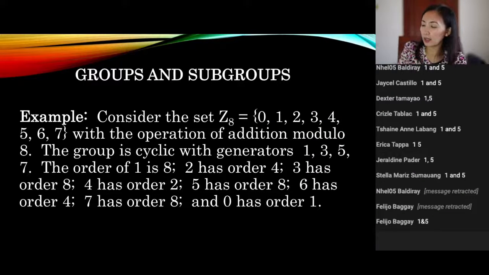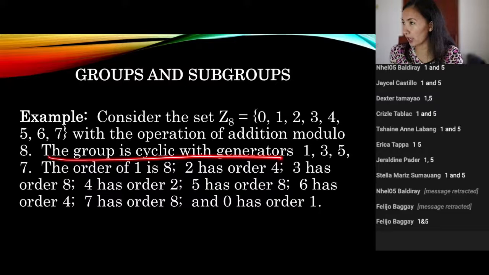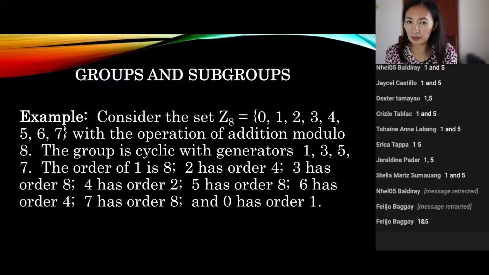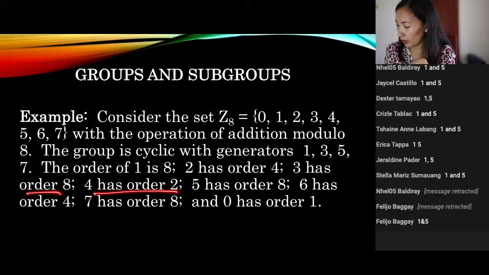Now we consider another set, the set Z sub 8, whose elements are 0, 1, 2, 3, 4, 5, 6, 7, operation, addition, modulo 8. The group is cyclic because the following are generators of the group: 1, 3, 5, and 7. The group is cyclic with generators 1, 3, 5, and 7. The order of 1 is 8. The order of 2 is 4. 3 has order 8. 4 has order 2. 5 has order 8. And so on.